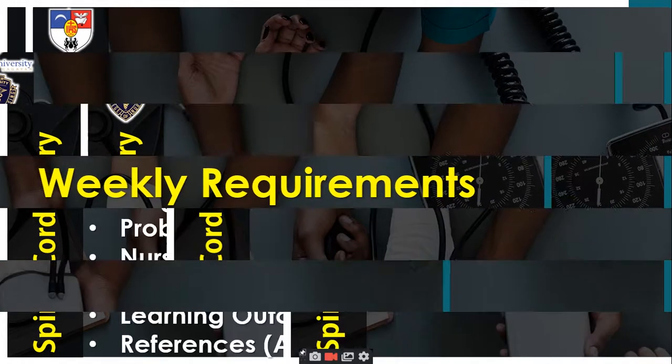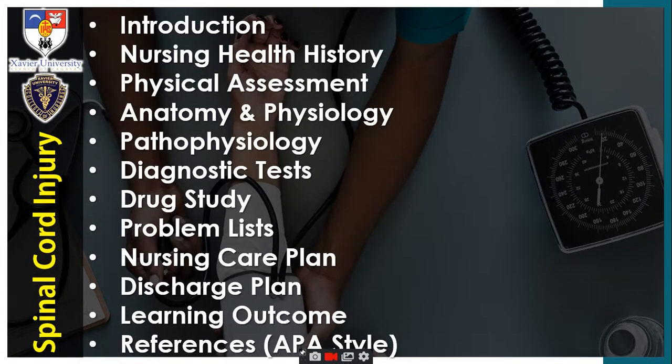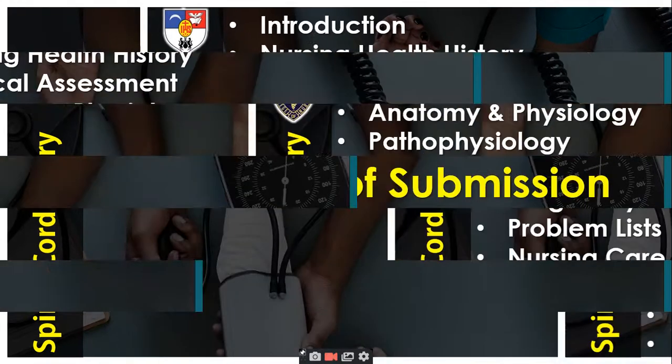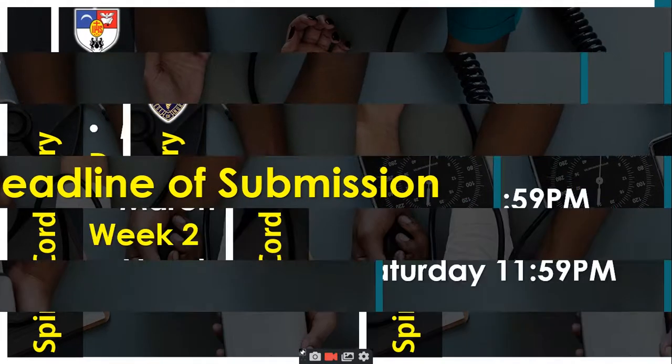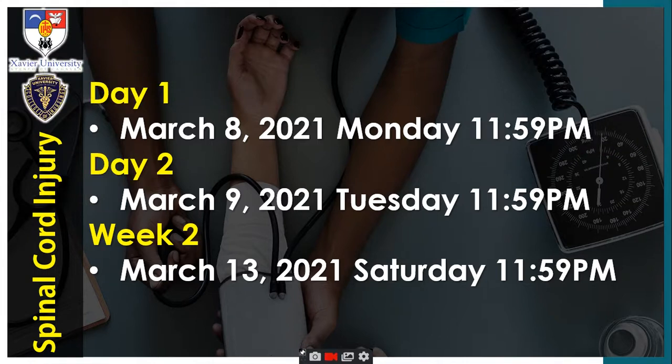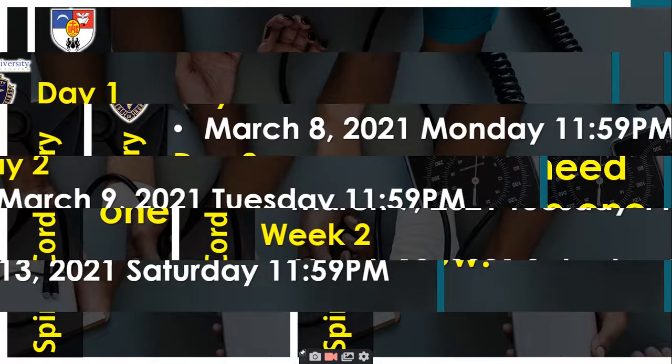Weekly requirements include your introduction, nursing health history, physical assessment, anatomy and physiology, pathophysiology, diagnostic test, drug study, problem list, nursing care plan, discharge plan, learning outcome, and of course, your references. That has to be in APA style. Deadline of submission for day 1, March 8, 2021, Monday, 11:59 p.m. For day 2, March 9, 2021, Tuesday, 11:59 p.m. For week 2, March 13, 2021, Saturday, 11:59 p.m.